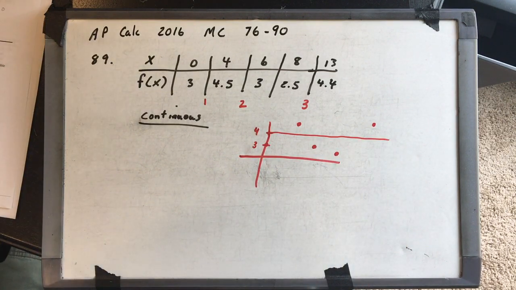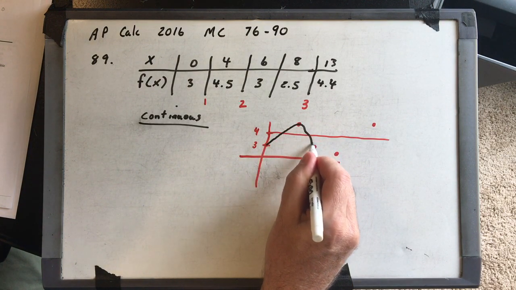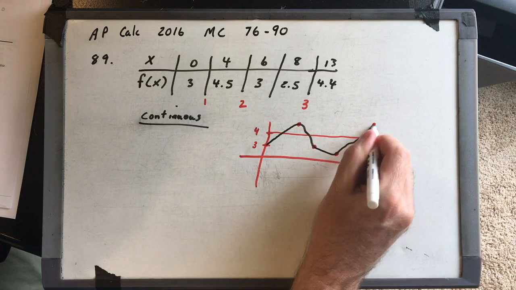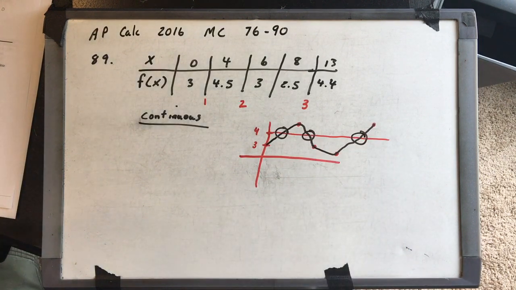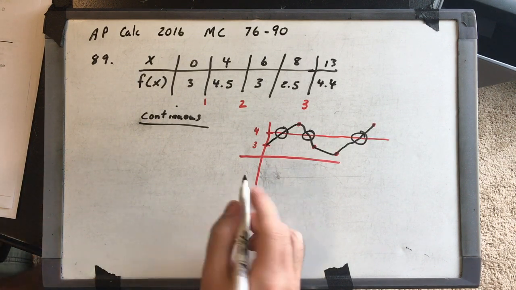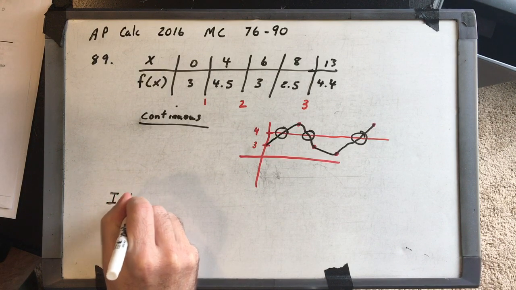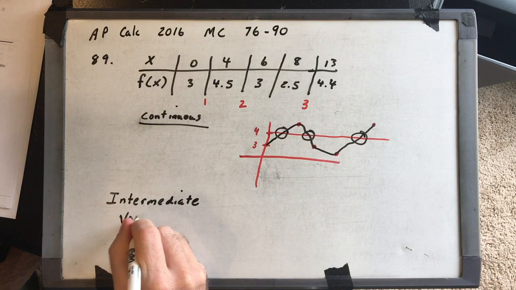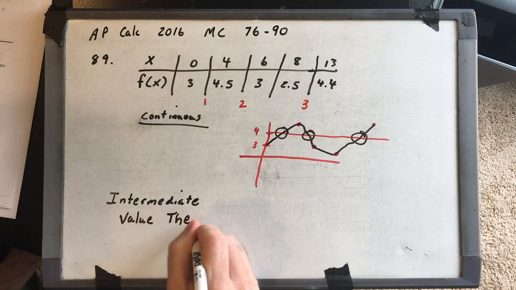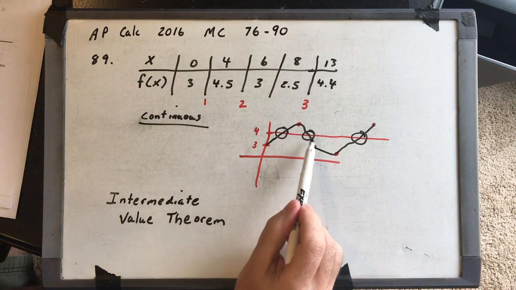So you wouldn't have to do this, but you can see, let's say it goes doink, doink, doink. So it has to cross it, as long as it's continuous, 3 times. If you want to know what theory that goes with, calculus theory, it's the intermediate value theorem. So if it's continuous, it's got to cross that spot.